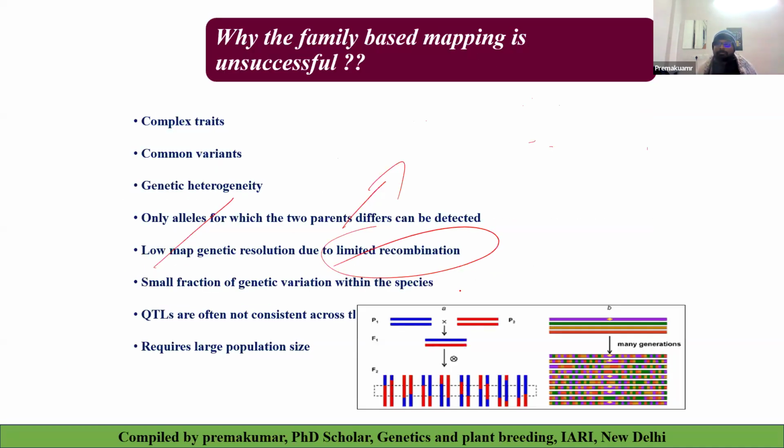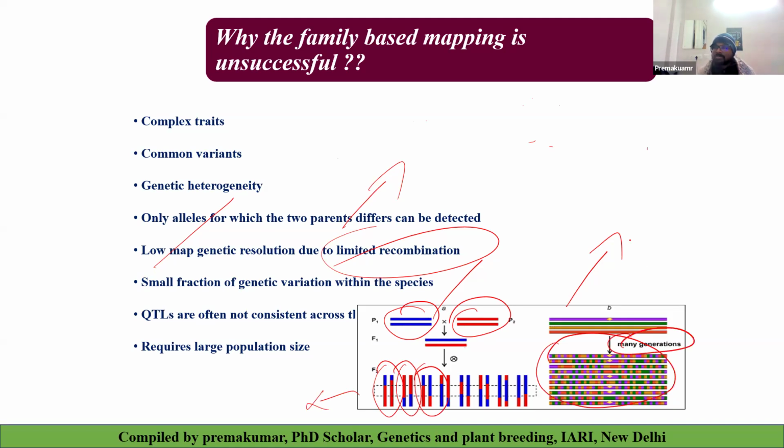You can see this diagram so that you will get a better understanding. For example, this is a case of family based mapping, and this is a case of association mapping. In family based mapping, we are crossing two individuals. See the recombination, it is not that high resolution. But you can see this figure.